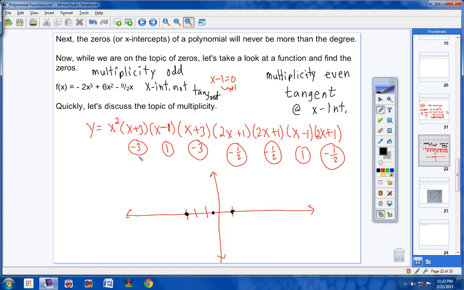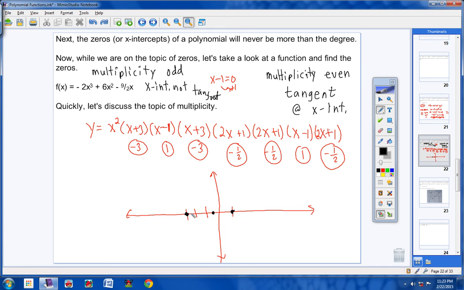Look at your -3. How many -3s do you have? 1, 2. So the multiplicity, your -3, has the multiplicity of what? 2. Okay? 2 is what? Even. So that means at this x-intercept, -3, the graph's going to be tangent to the x-intercept. And I'll show you what that means in a second. But let's go over this again. How many -3s do I have up here? 2. So what's the multiplicity of my -3? 2. Is 2 even or odd? Even. When your multiplicity is even, then you're going to have a tangent at that x-intercept.